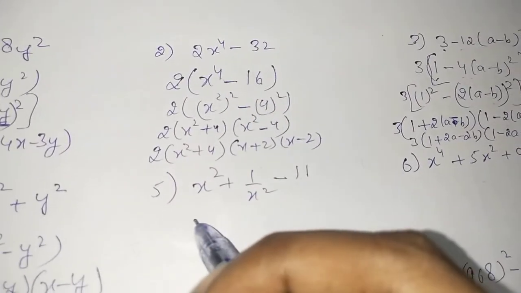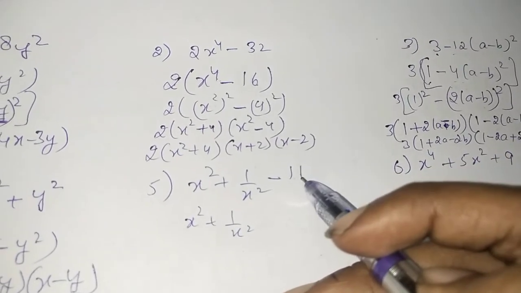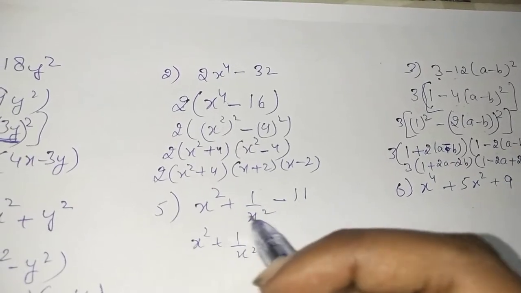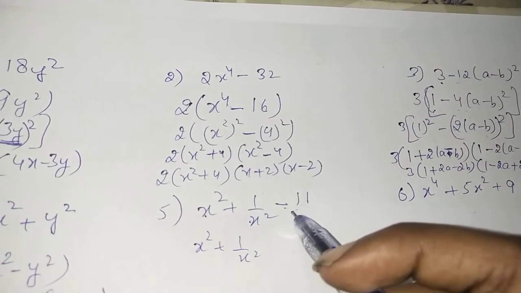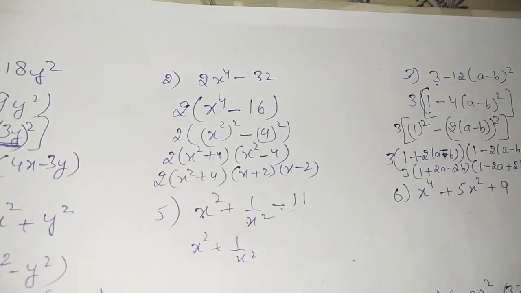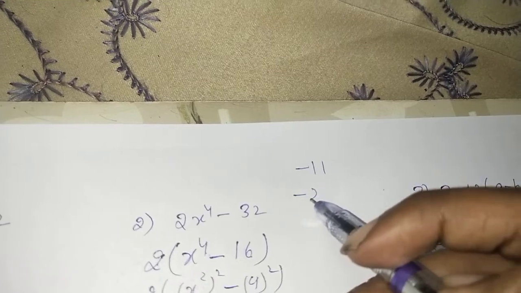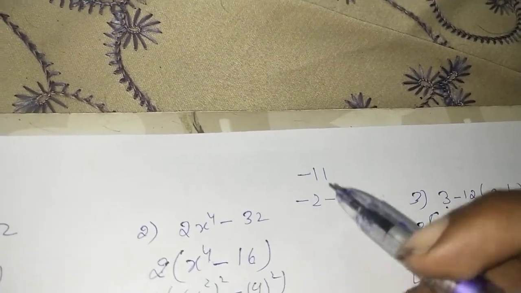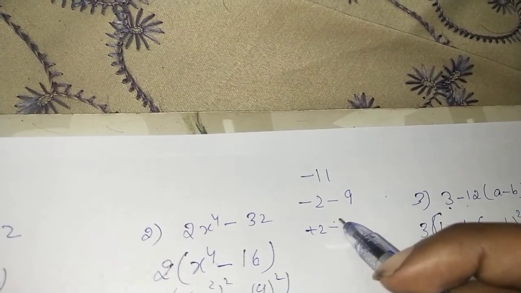Okay, let's take this one. Now in this case we are having a square, and we know that this is not a 2ab term. The 2ab term is normally obtained from a and b. So if this is x, it can be only plus 2 or minus 2. So minus 11 in the form of minus 2 can be written as minus 2 minus 9, and in the form of plus 2 it can be written as plus 2 minus 13.